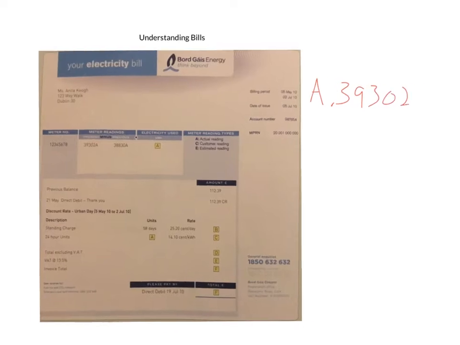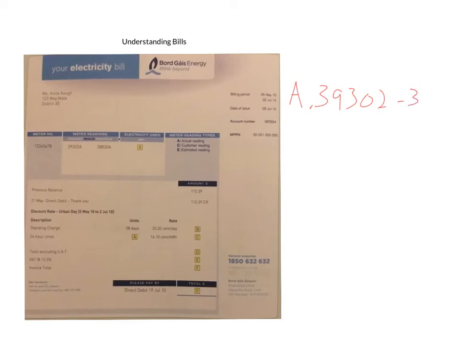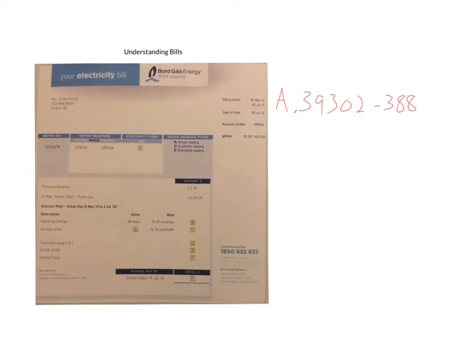39302 minus 38830. So that gives us a difference of 472 units. Now this is an electricity bill, so you can see here the units used for electricity are kilowatt hours. Now you don't need to remember that, but I would just be familiar with the term in case it was ever to come up.